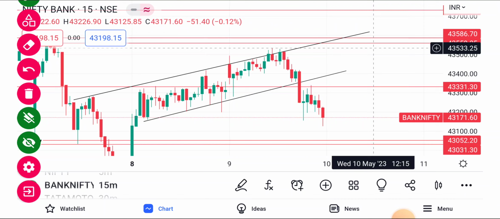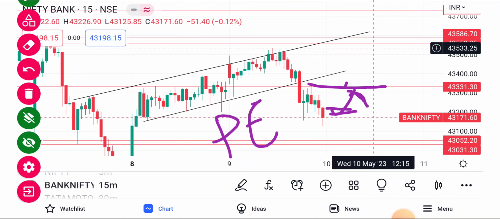The setup is very simple. If the market opens flat somewhere here only, goes up, wait. Immediately we don't have to initiate any position. Try to observe the price action at the 43,330 level. If it takes a rejection here, the risky players can go for a put. I will definitely go for a put on rejection here with a very small quantity and a very strict stop loss. If I am initiating a put position somewhere around 330, then my stop loss will be 43,350, 360, generally in that zone.